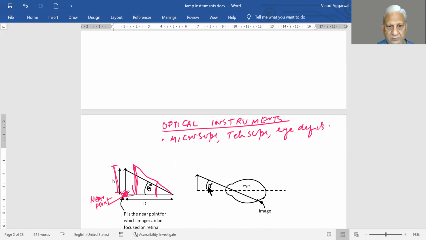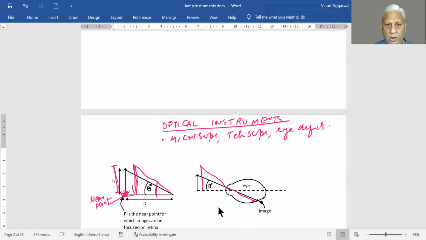Like this. This is our eye. This is the object, and it subtends an angle theta. Now, if this object is brought any closer, in this configuration the image is formed on the retina. This is the retina. In case we bring the object closer, the image will be formed not on the retina, but before the retina.